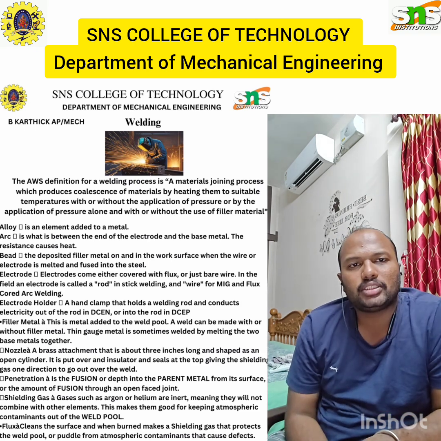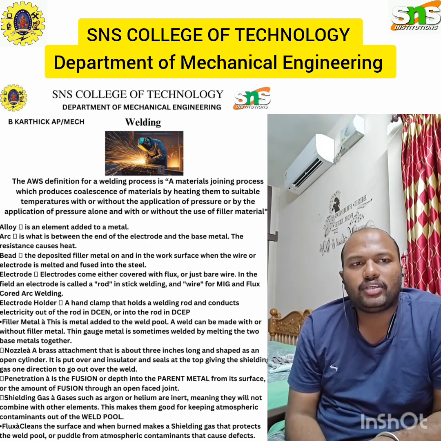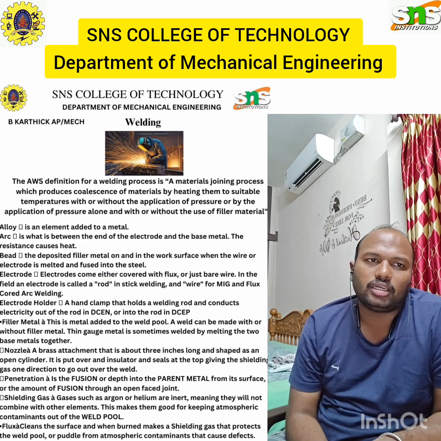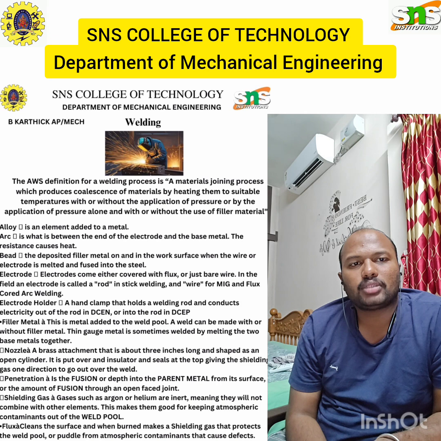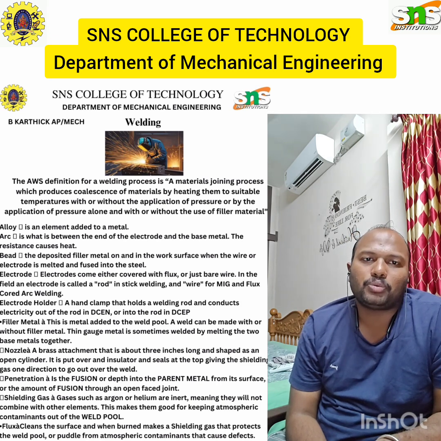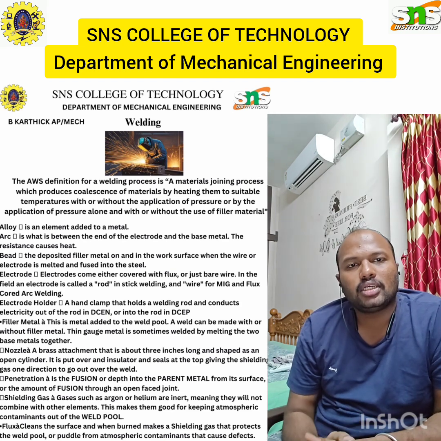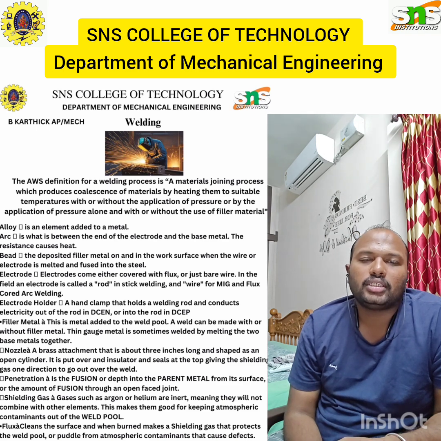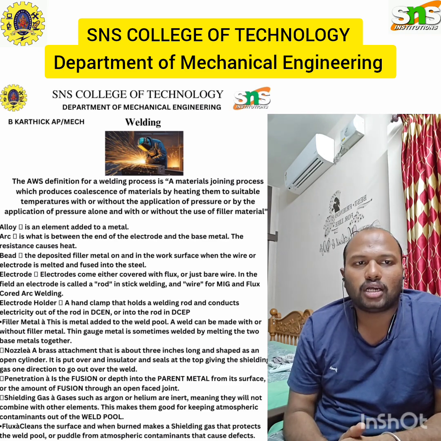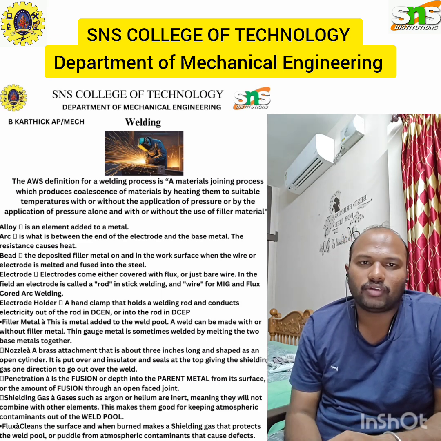The principle of operation is as follows. First, the arc is initiated by touching the electrode momentarily to the workpiece. Second, the heat from the arc melts the surface of the base metal to form a molten pool. Third, the metal melted from the electrode is transferred across the arc into the base metal. When it solidifies, it becomes deposited weld metal.